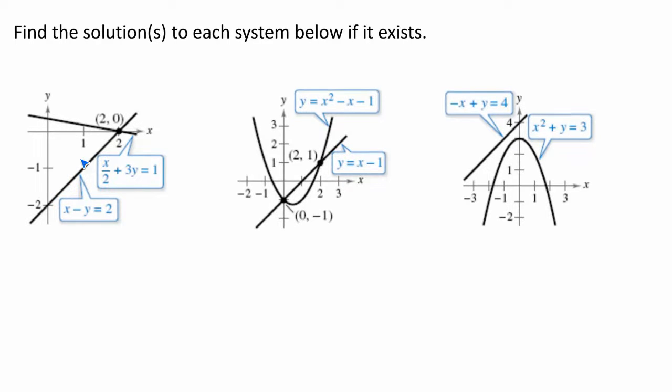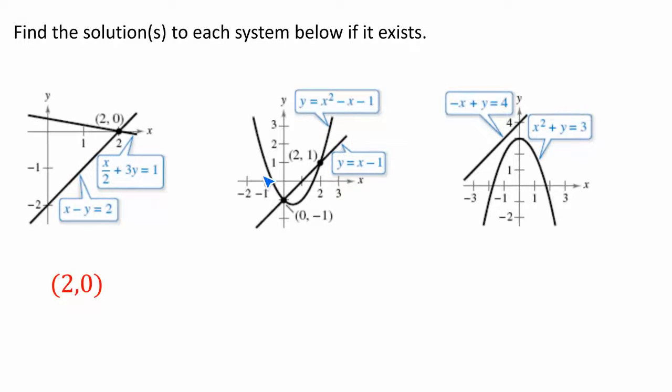And so if we look at the first one, these are both lines. So this is a linear system. And your solution is where the lines intersect. So my solution for this graph is going to be (2, 0). If we look at the second graph, this is an example of a nonlinear system of equations. And the reason is because one of the equations is a parabola.